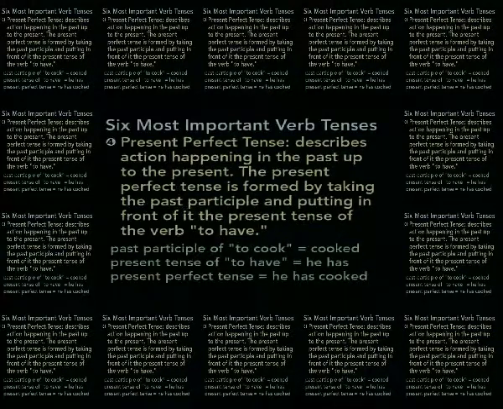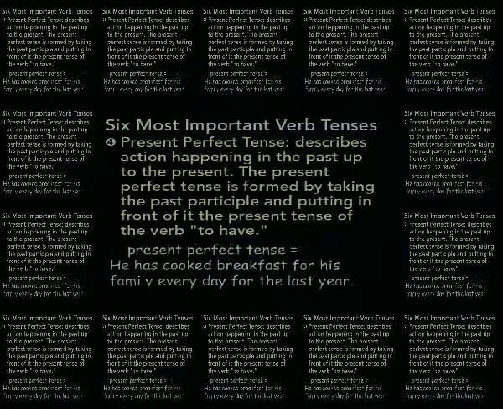So how might you use he has cooked in a sentence? Well, how about this? He has cooked breakfast for his family every day for the last year. Think about what this sentence is saying. It's talking about someone who has cooked breakfast for his family every day for the past year up to and including today. It's describing action happening in the past right up to the present.